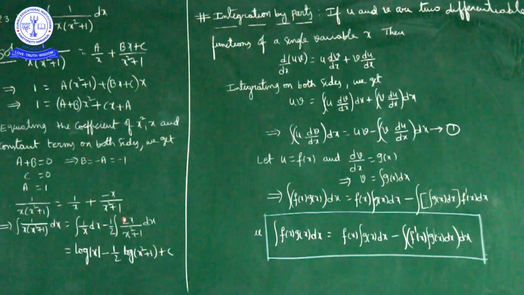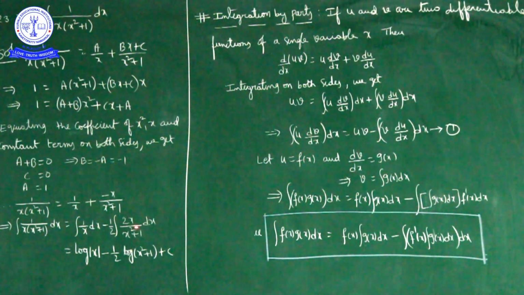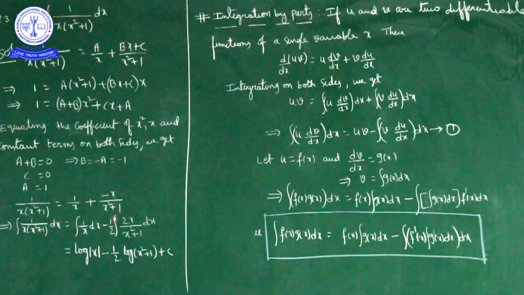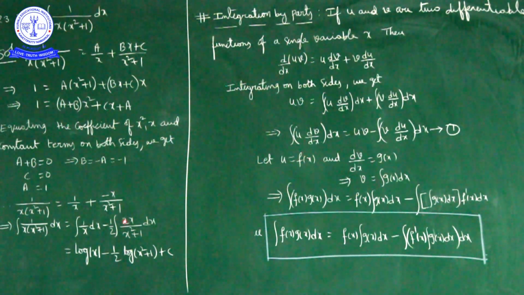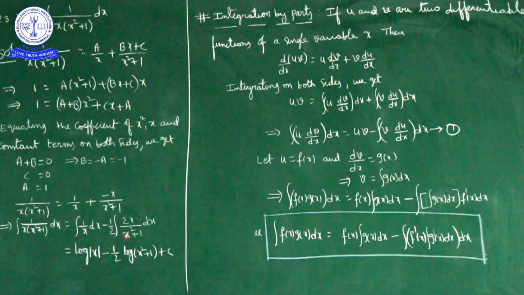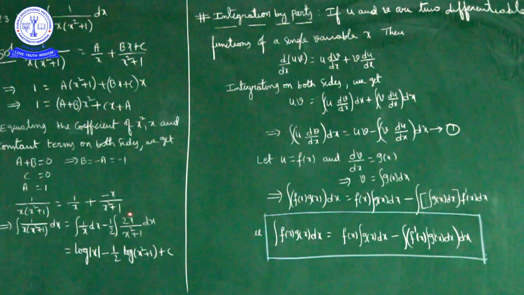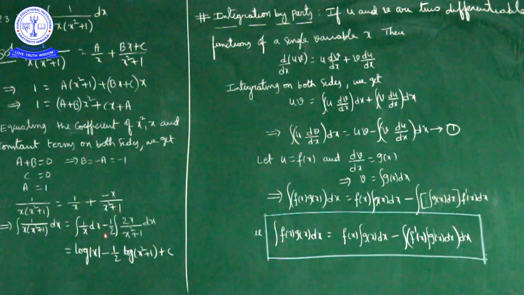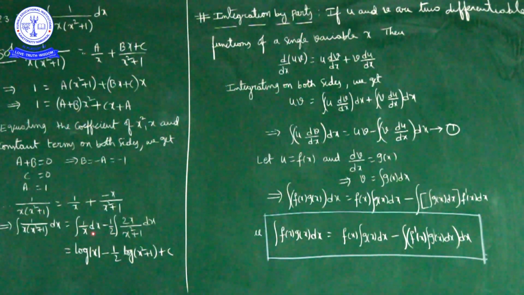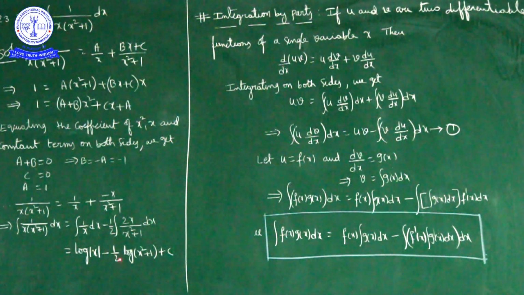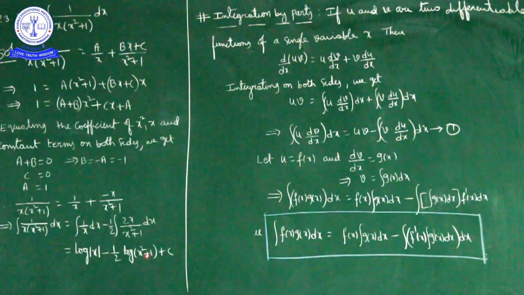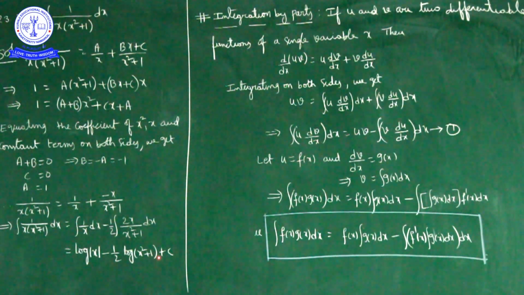Now what is the advantage? If you consider the denominator as f of x, the numerator is f dash of x dx. So the integral of f dash of x upon f of x dx is log mod f of x. So this part's integration is log of x squared plus 1. So what final answer do we get? The integral of 1 by x dx is log mod x. So log mod x minus 1 by 2 into log of x squared plus 1 plus c.